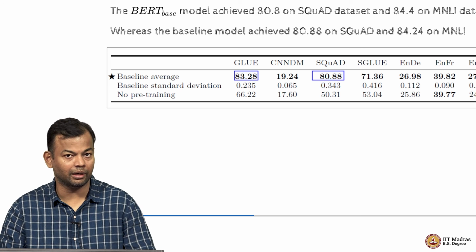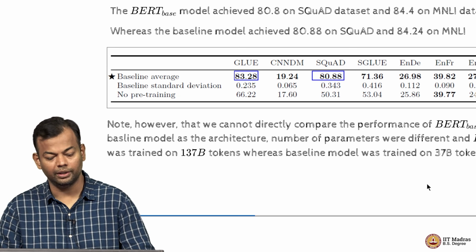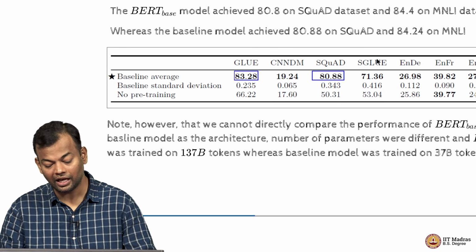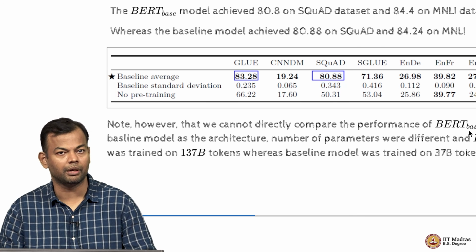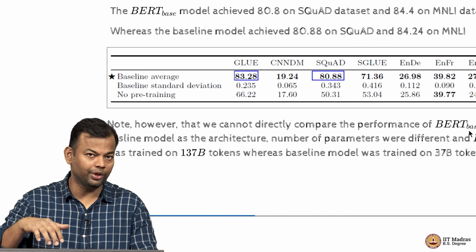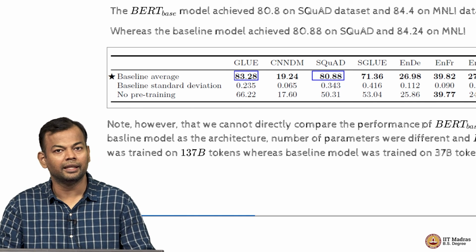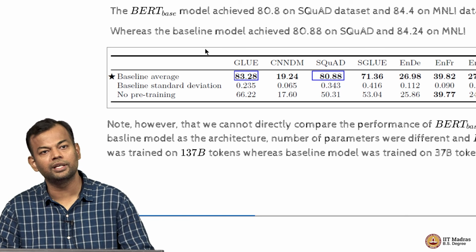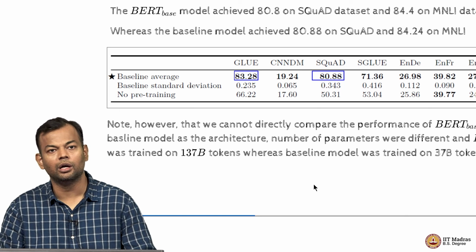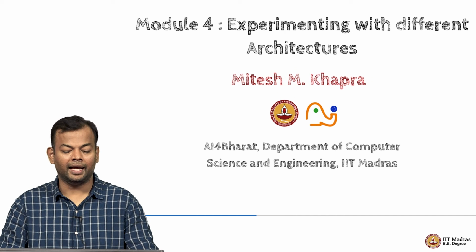So is this model comparable or not comparable? We cannot directly compare because the BERT-based model was actually trained on a much larger amount of data as opposed to what this model was trained on. And now we would want to do this comparison. The BERT-based model was an encoder-only model. It had 12 layers. It had a certain number of parameters. It was trained for a certain amount of time. Can we do a fair comparison where everything is kept constant? How does this baseline model that they had trained compare to the BERT-based model? So that's what we are going to do, and we're going to experiment with different architectures now.